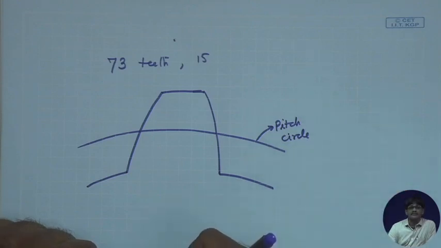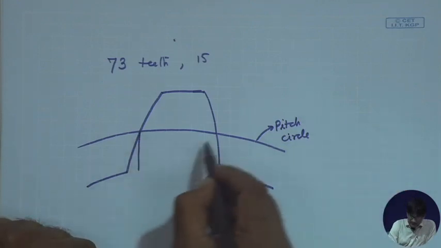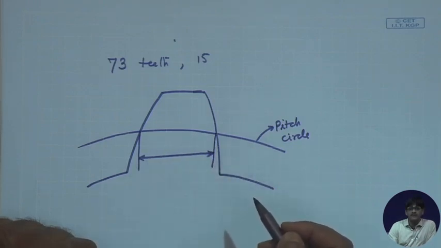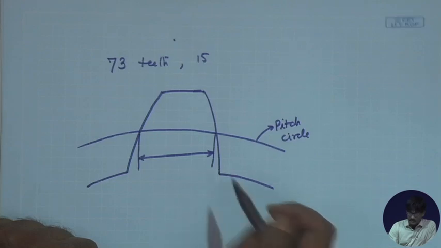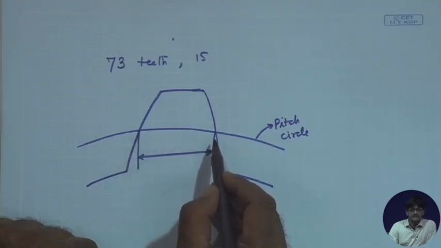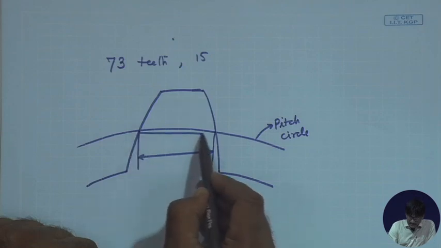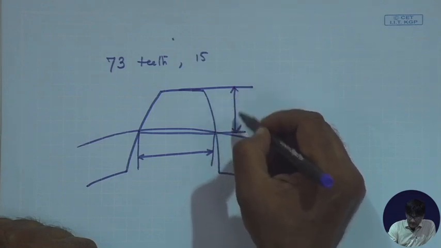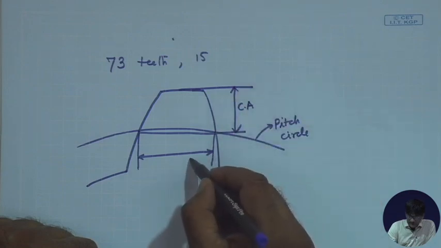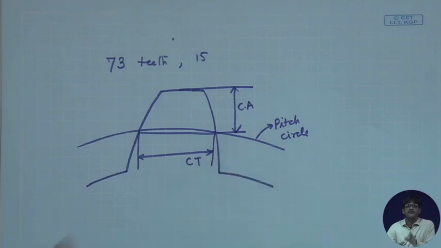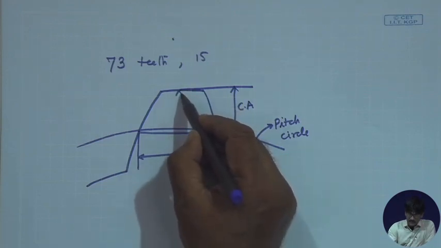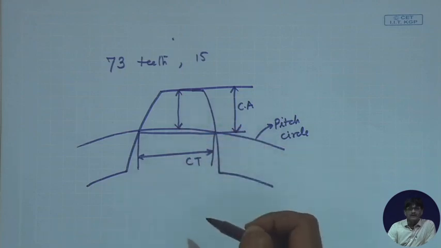On the pitch circle, if I take this distance, we can call it chordal thickness, and this distance we can call it chordal addendum. Now, we can make exact calculations for these two values. Chordal addendum is very simple. It is simply equal to the addendum.